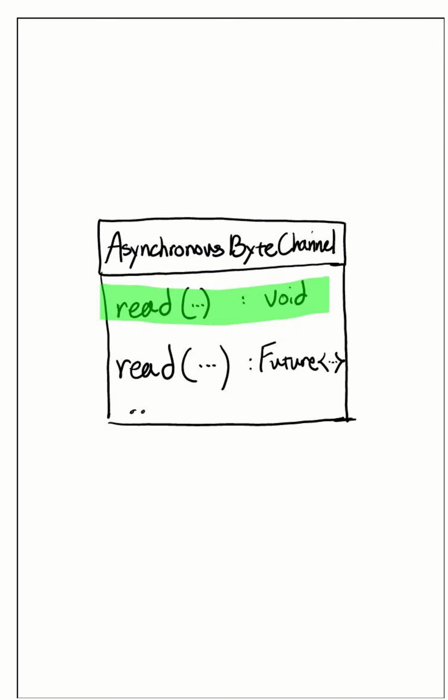The first variant registers a callback object. This callback object is basically an implementation of the CompletionHandler interface. And the second variation is a method which just returns a Future object that represents the read I/O operation.